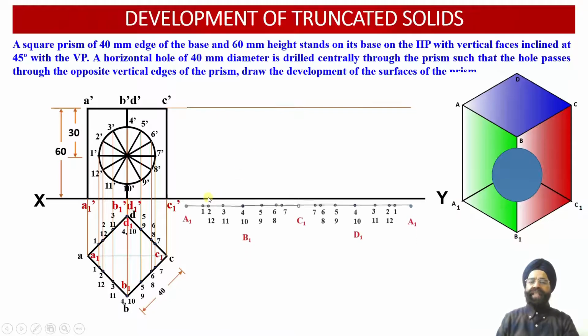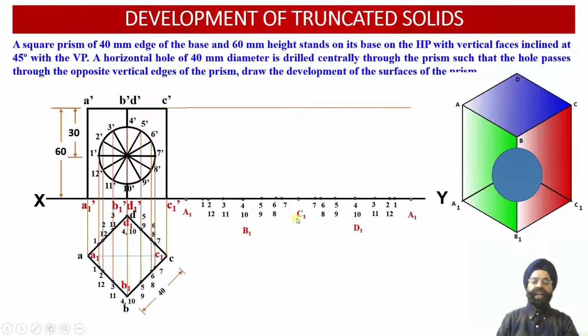So now four rectangular segments we are going to obtain. We can check A1, B1, C1, D1 and A1. These four vertical projectors will be obtained over here at a distance of 40 millimeter from each other. So the distance between A1 and B1 will be 40. Distance between B1 and C1 will be 40. Distance between C1 and D1 will be 40. And the distance between D1 and A1 will also be 40.